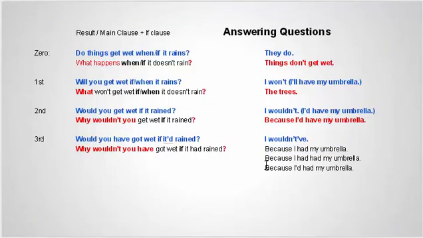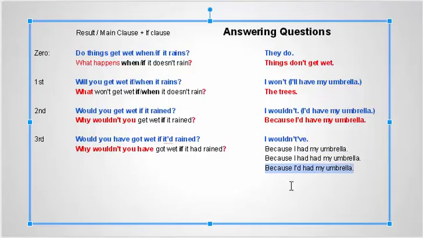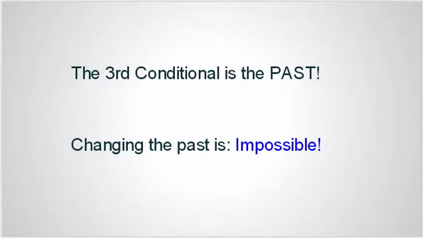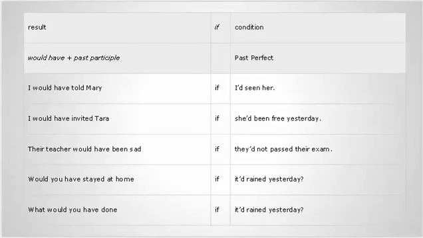We also say, because I'd had my umbrella. This is the best answer. The third condition is the past. It's impossible to change it. But, as you can see, we have many situations where we say, I would have blah, blah, blah. I would have told Mary if I'd seen her.